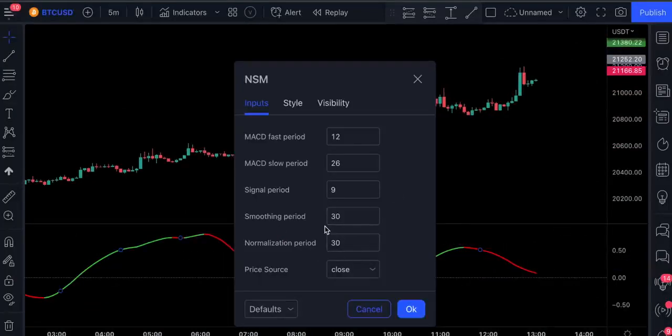So I definitely recommend this indicator. Go ahead and test it out and let us know if you find any good strategy with it.